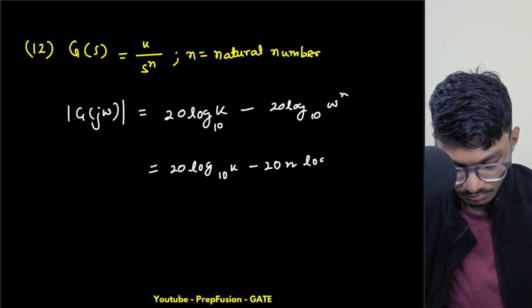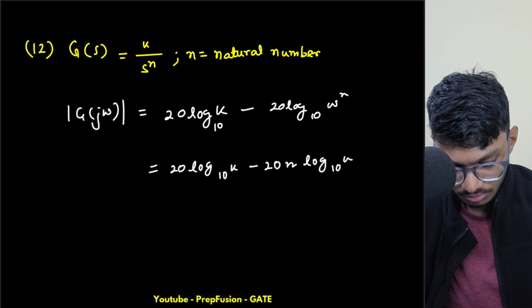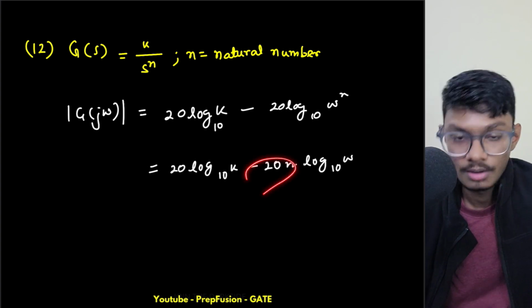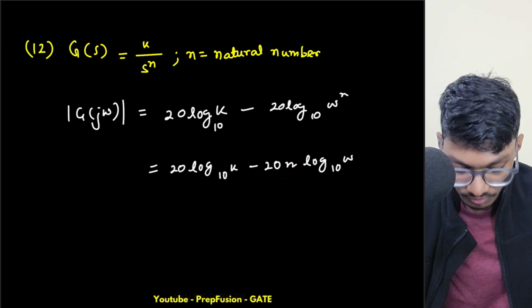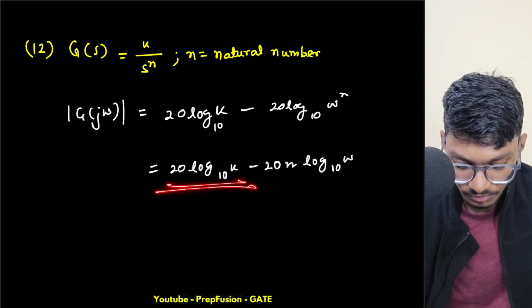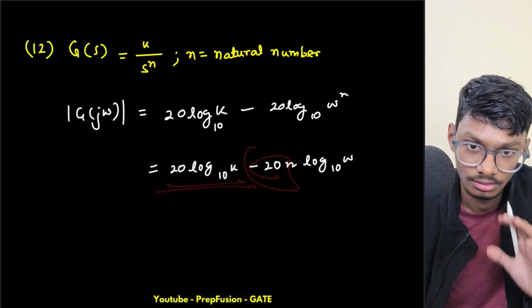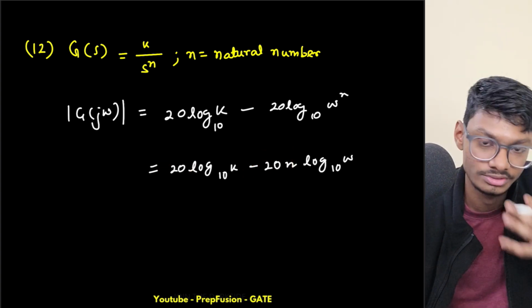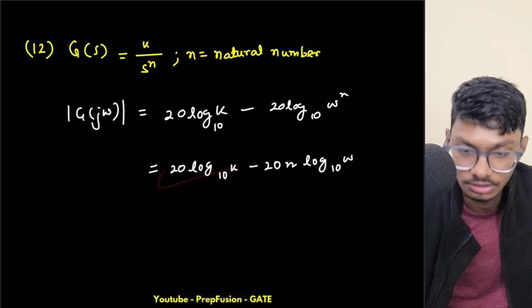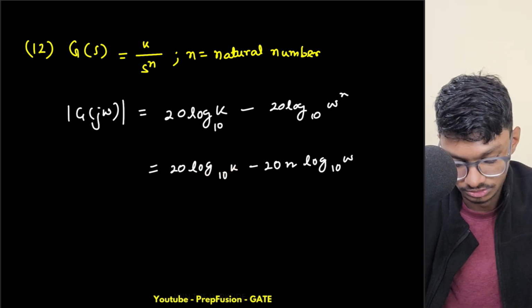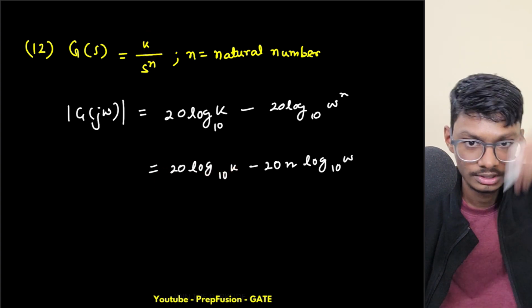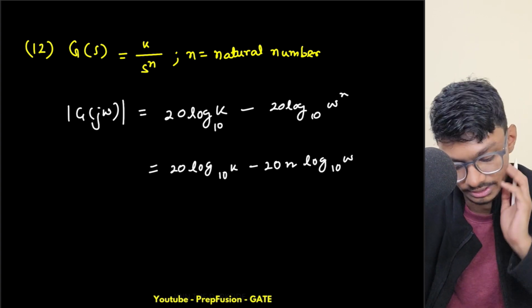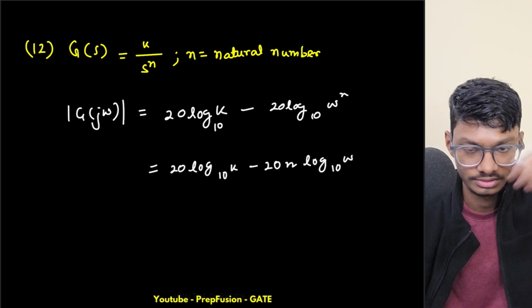So this is minus 20n log omega. Here this is a constant value, and this is a slope basically. This 20 is constant. The k is a different component, it shifts the plot up or down depending on the sign and other factors. Sign is obviously positive, so it will always shift up.